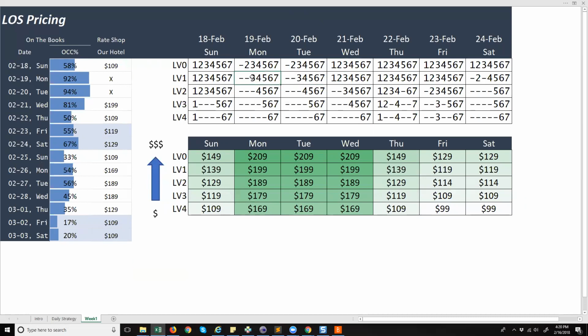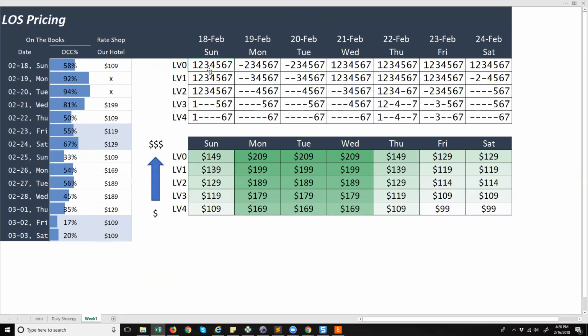So length of stay, it's kind of self-explanatory in a way. If you look at this first cell, notice that this is horizontal, but it's chronological. So it's looking at that Sunday the 18th, Monday the 19th, next Tuesday the 20th, and so on and so forth. And instead of looking at it vertically, it's got it horizontal, so you can almost read through it like a sentence.